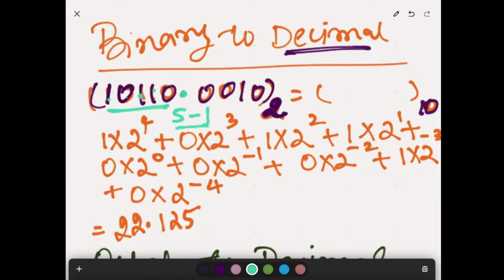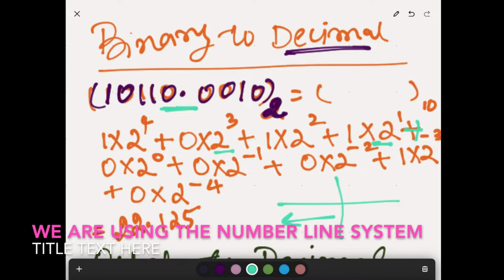We subtract 1 from this 5, so 2 raised to the power 5 minus 1, which is 4. So that would be 1 into 2 raised to the power 4, plus 0 into 2 raised to the power 3, plus 1 into 2 raised to the power 2, plus 1 into 2 raised to the power 1, plus 0 into 2 raised to the power 0. Once we have reached the decimal place, after that we are going to be reducing. So basically here we are following the number line system.